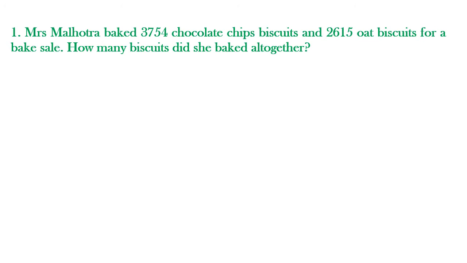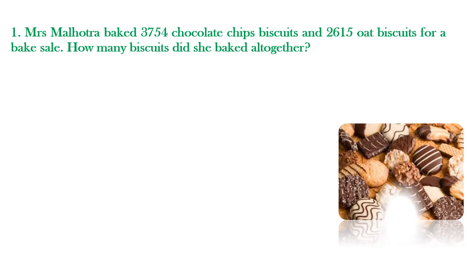So students, here is our first question. It says Mrs. Malhotra baked 3,754 chocolate chips biscuits and 2,615 oats biscuits for a bake sale. How many biscuits did she bake altogether? Now children, in word problems or story sums, we are going to follow some steps. The first step is to understand the question.